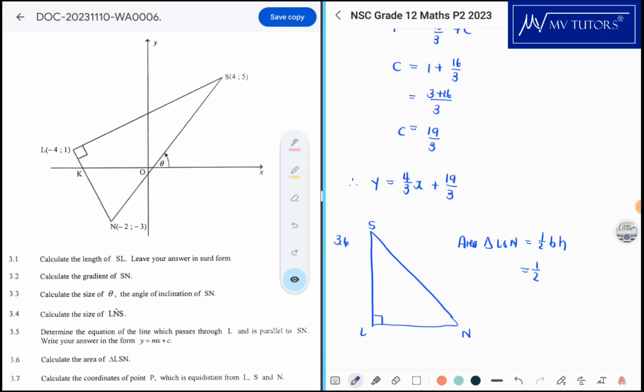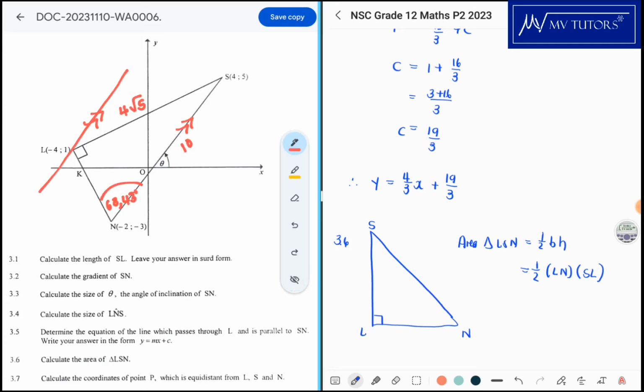Okay, our base is LN and our height is SL. Oh gosh, now do I need to go calculate the length of SL? No, I have it. We did calculate the length. Yes, it's 4 root 5. Great. And LN, do we have that length? No, we don't. So we probably have to go and calculate the length of LN.